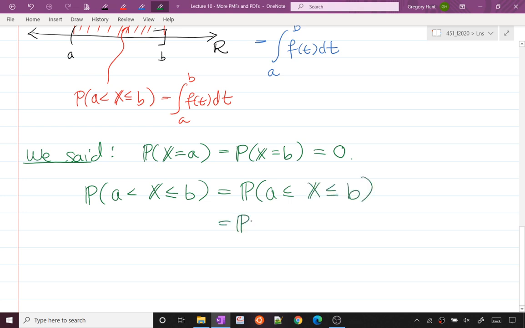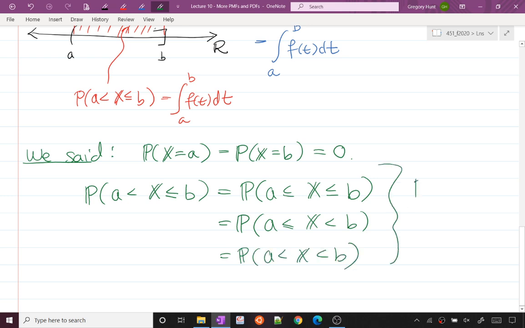We could change any of the less thans to less than or equal to. We could change the second one to a less than. We could make them both less thans. This is true for continuous only.